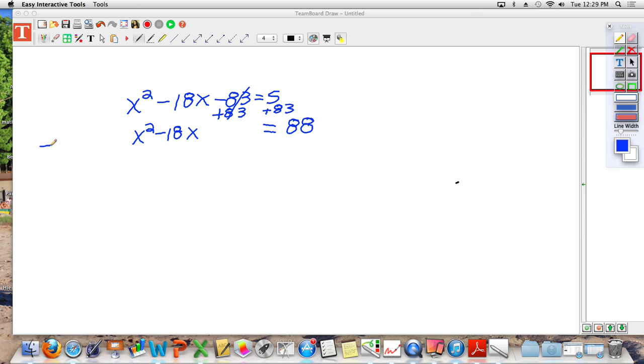I'm going to come over here to the side. I have negative 18, I divide it by 2. This number divided by 2 gives me negative 9. Don't forget to put that negative 9 in parentheses. When you square it, you get a positive 81. So I add 81 to the left, which means then that I add 81 to the right.